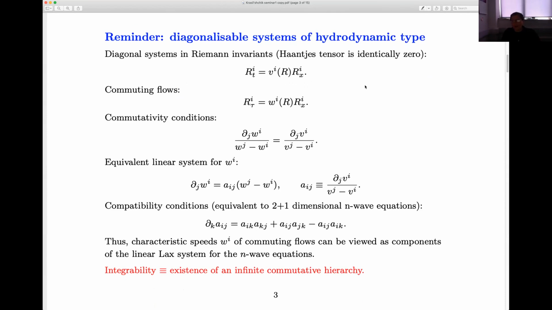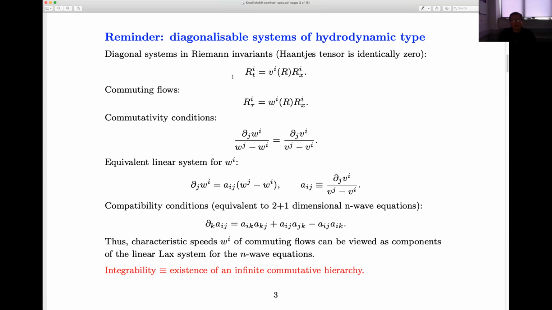This is something well known, and I'll summarize all this in one slide. So just this slide contains everything I need. So diagonalizable systems in Riemann invariants are equations of this form. The matrix of such a system is diagonal with eigenvalues v_1 up to v_n, where i takes values from 1 to n. So the v_i are the eigenvalues of the system, or they're called characteristic speeds.